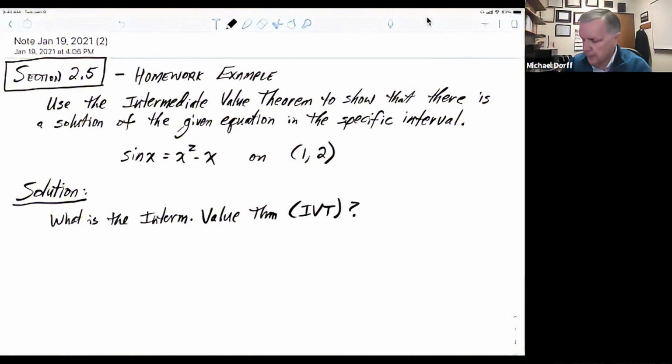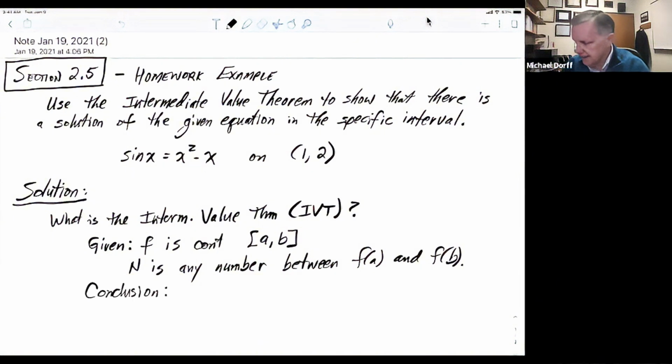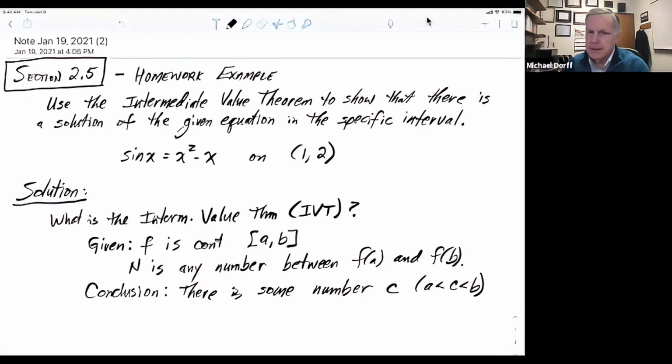All right, well, we're given some things, and then we can conclude something. We're given that the function f is continuous on some closed interval from a to b, and n is any number, any y value between f of a and f of b. And then given this, my conclusion is that there is some number c where c is between a and b. So c is an x value, and it's between x equals a and x equals b, such that f of c is going to equal that n. So that's the given, and then I get this conclusion here.